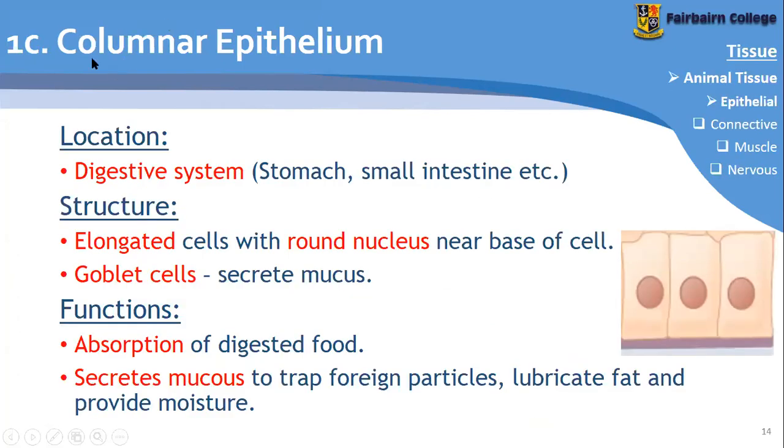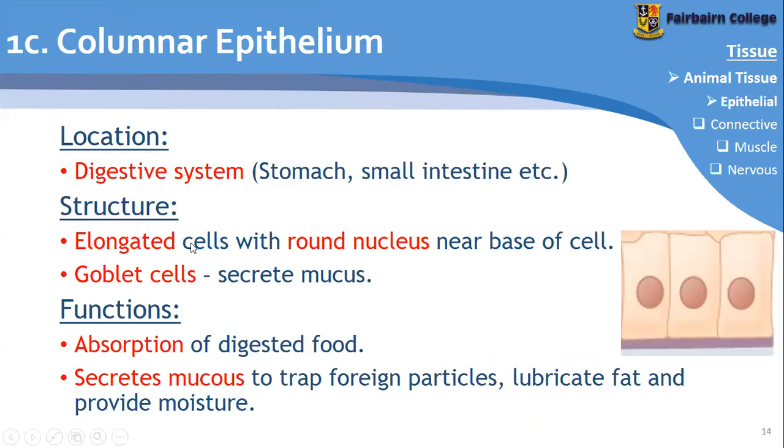Then the third epithelium tissue is columnar epithelium. So where do we find this? The main place where we find columnar epithelium is in the digestive system. Now again, this is a system that we do in depth in grade 11. And in fact, we actually do a bit of a recap of columnar epithelium because they play such a vital role in the digestive system.